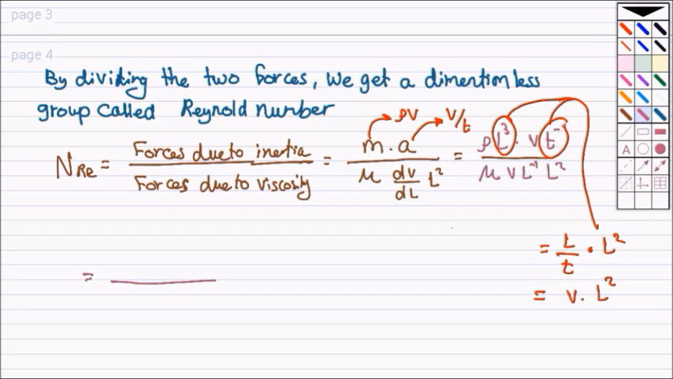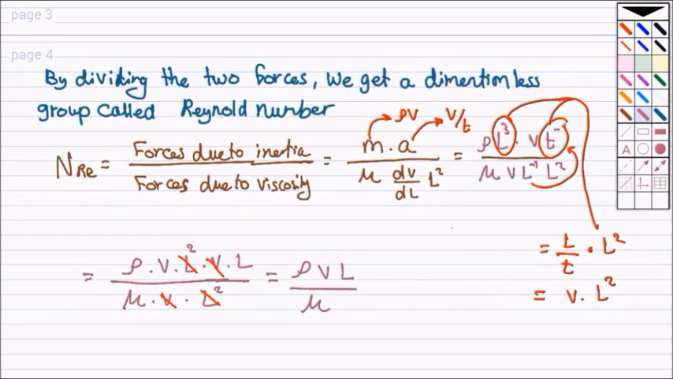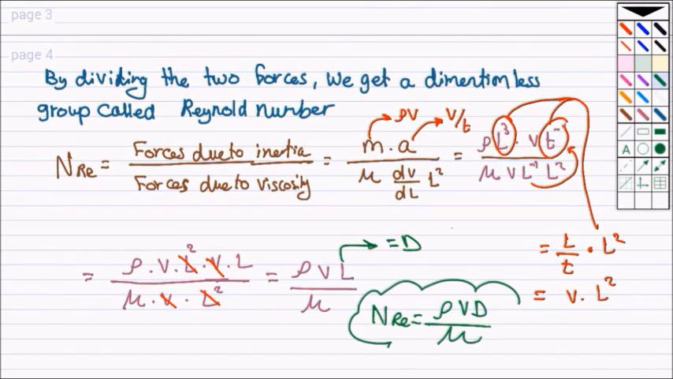So we can rewrite the equation to be rho v L squared times v divided by mu v. So L will be up and L squared will be down, so it cancels out. And by this, rho V L by mu, where for L we can use the diameter of the pipe instead. So this will be the Reynolds number, and it's equal to rho V D by mu.